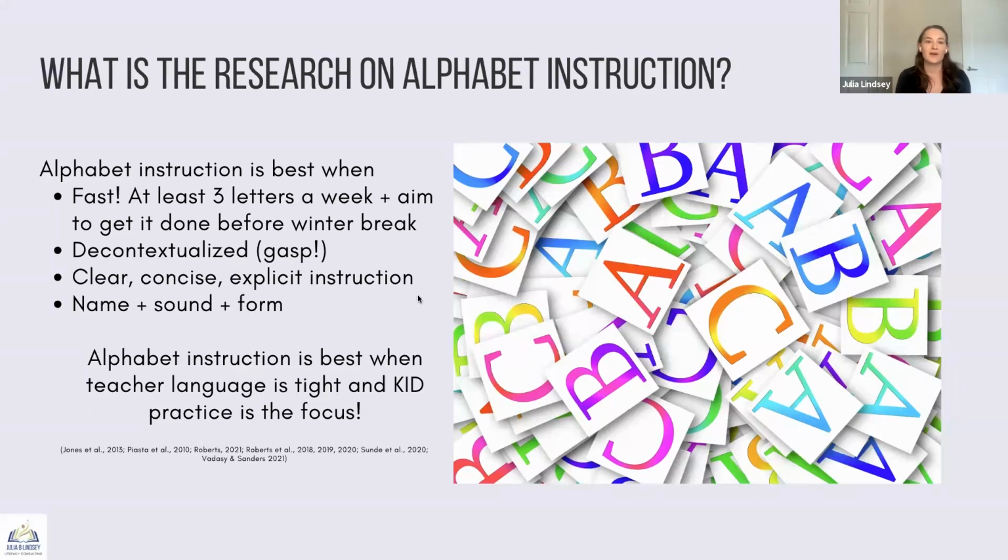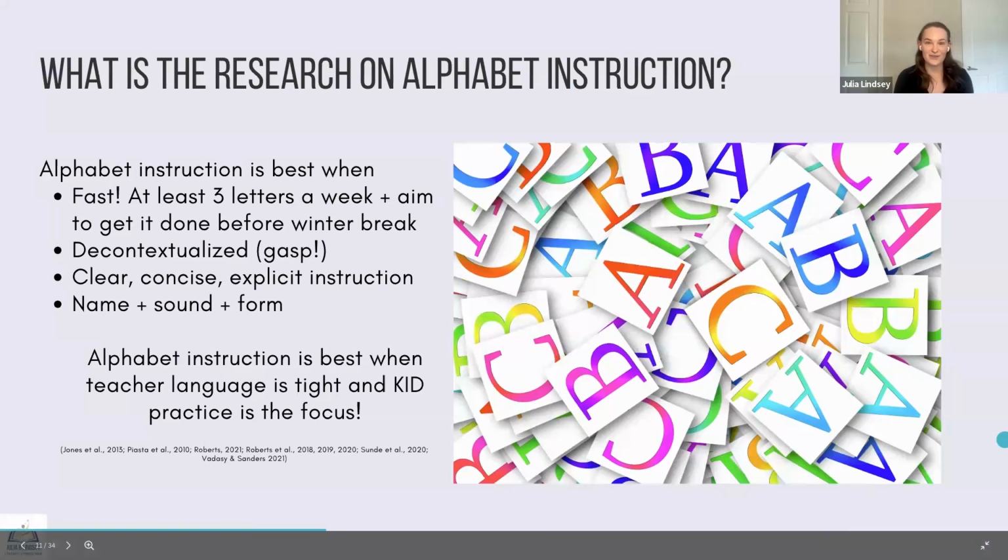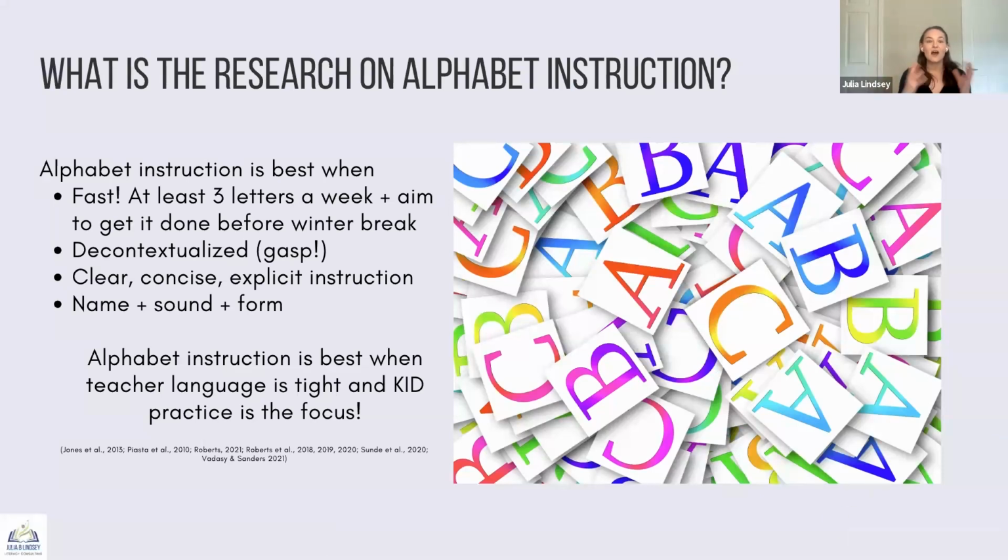The next thing that we know about the alphabet is that actually we want instruction to be decontextualized. This might be kind of surprising, but again, back to what I was talking about around explicitness and systematicity, we actually want to just tell children clearly and concisely exactly what they need to know about the alphabet. This comes from some very interesting research where researchers actually compared what happens if we teach children the alphabet within the context of poems and stories versus what happens if we teach children the alphabet just straightforwardly, showing them the letter, teaching them the name, teaching them the sound.